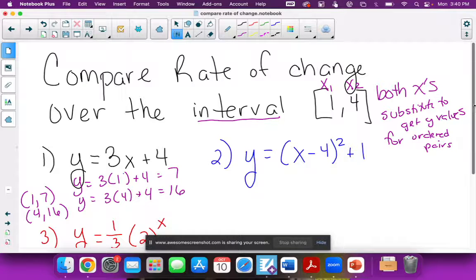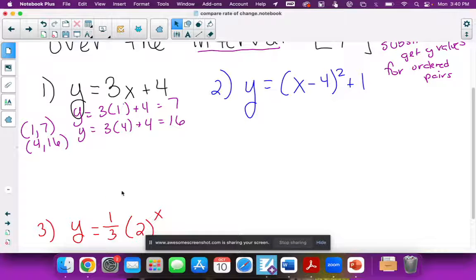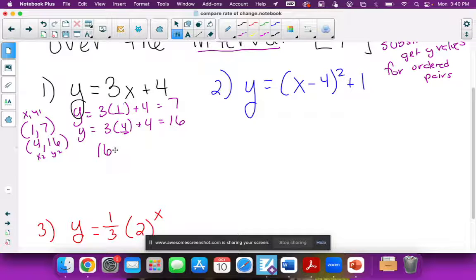Okay, so I now have my 2 ordered pairs. Now I can use my slope or my average rate of change formula like we did on the graphs. Okay, but you see first, right, I had to substitute in my x values, that interval that they gave me, and get the y values that go with it. So now I have x1, y1, and x2, y2. And I can substitute those into my formula. So 16 minus 7 divided by 4 minus 1. So 16 minus 7 is 9. 4 minus 1 is 3. We need to simplify that. My rate of change is 3.